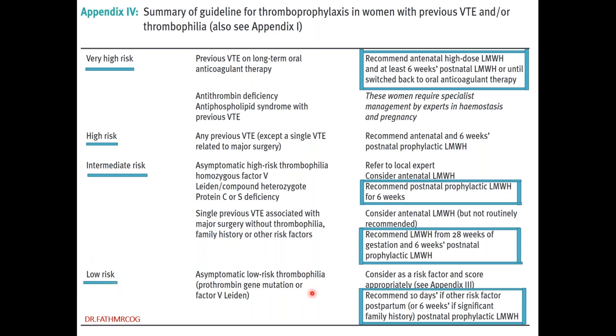And the low risk here: asymptomatic low risk thrombophilia. We recommend 10 days of postnatal prophylactic low molecular weight heparin if there is another risk factor postpartum, or 6 weeks if there is a significant family history. So this is the summary of guidelines for thromboprophylaxis in women with previous VTE and or thrombophilia.